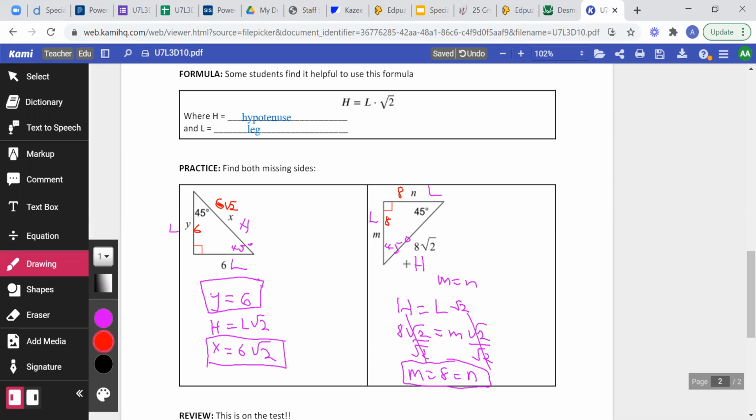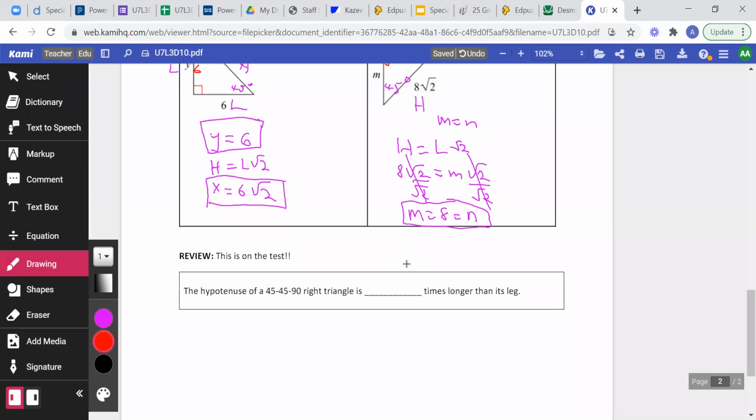So by observation, you should be able to solve these kinds of problems. So here today, the hypotenuse of a 45, 45, 90 right triangle is just square root of 2 times longer than its leg. So please, anytime you see a triangle of this nature where two angles are 45, the two legs are going to be the same, and then the hypotenuse is just going to be the leg times square root of 2. So that ends this.